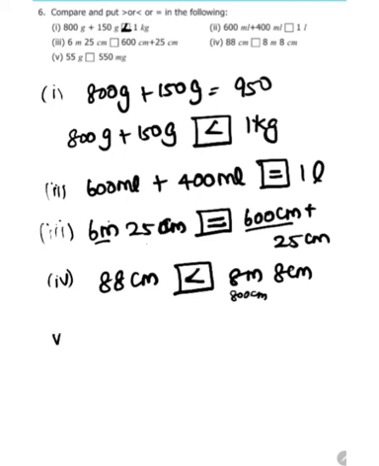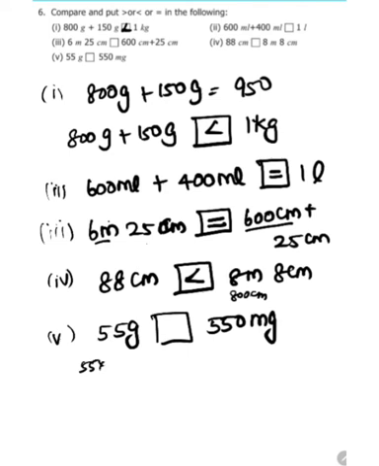Then 55 gram and 550 milligram. 1 gram is equal to 1000 milligram. So 55 into 1000 is nothing but 55,000 milligram. So 55 gram is greater. So this side is greater: 55 gram is greater than 550 milligram.